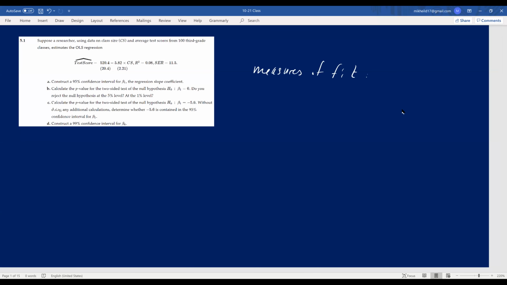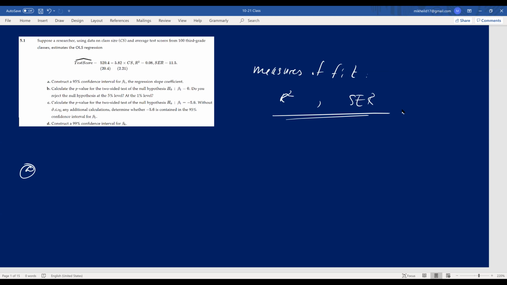Here we see two measures of fit. One is R squared, and another one is the standard error of the regression, right? Those are the measures of fit. Part A. Do you now see my screen? The blue one. Yes.